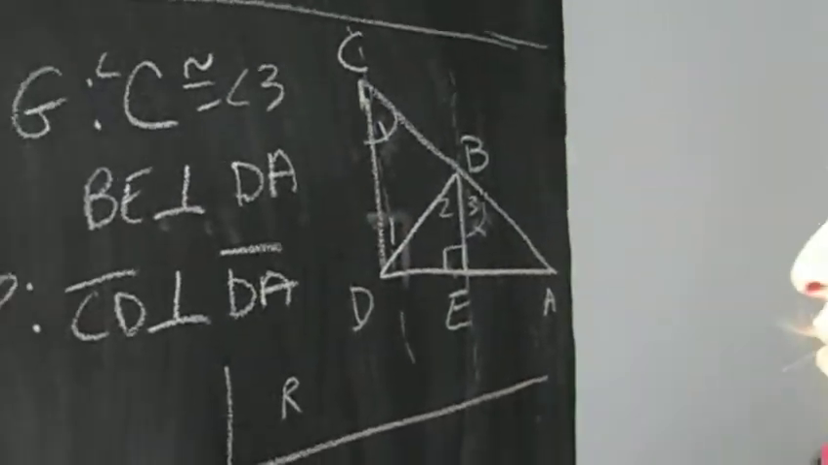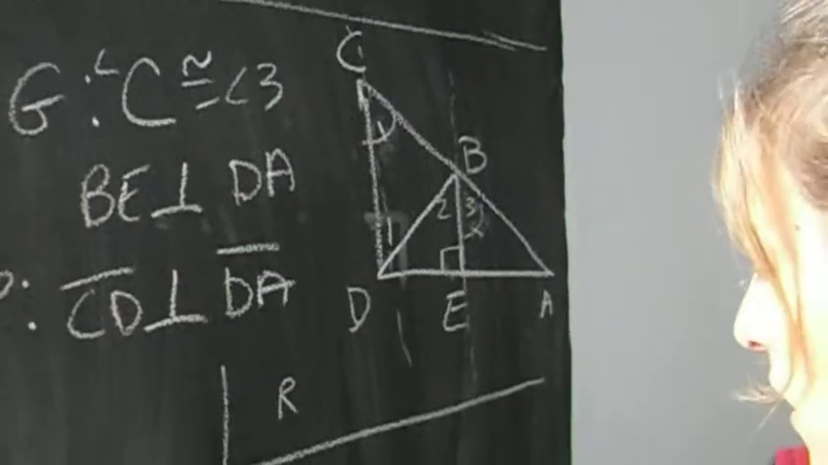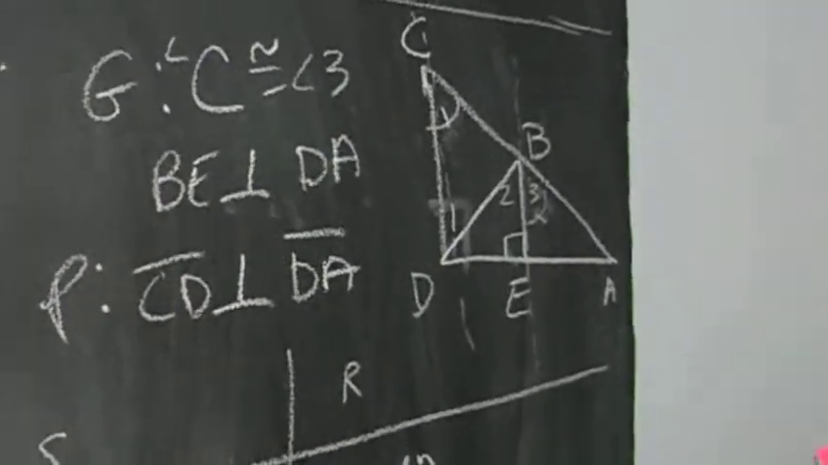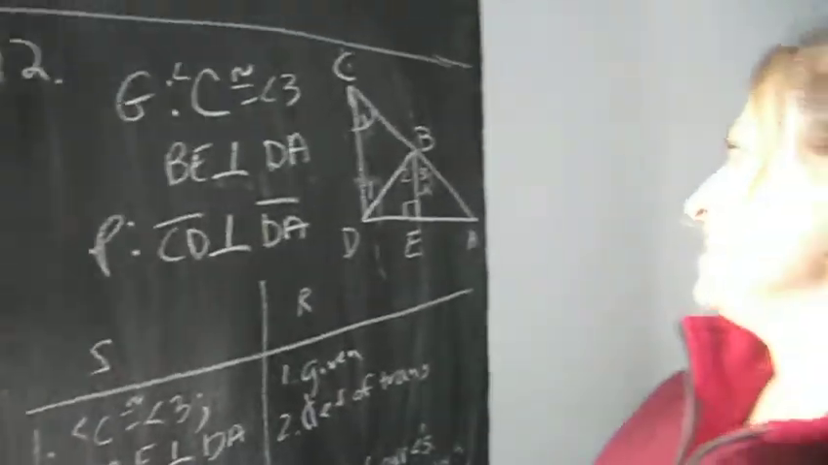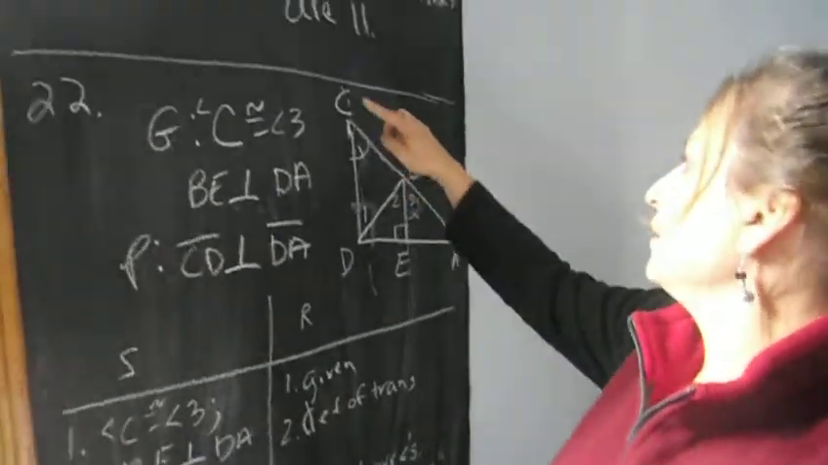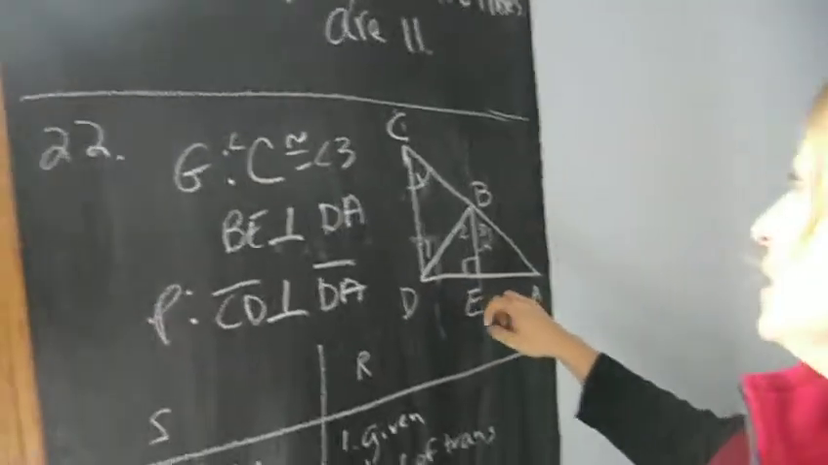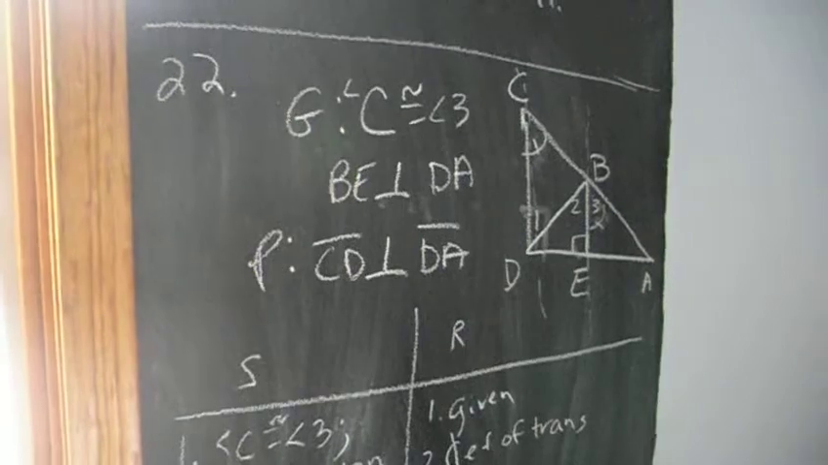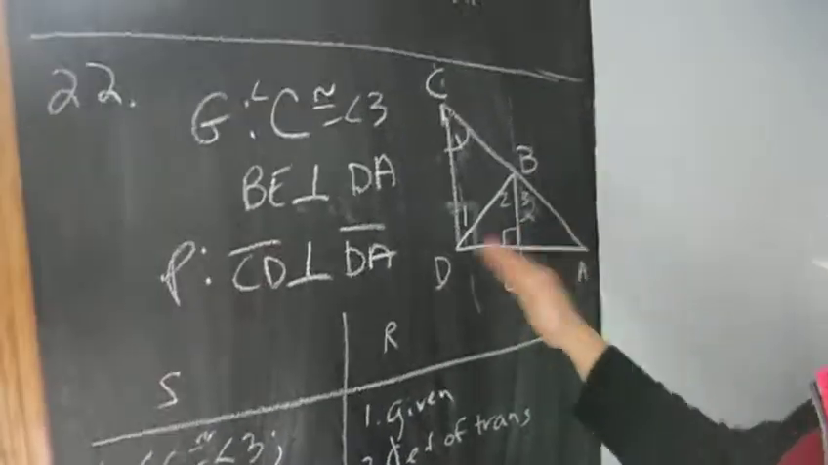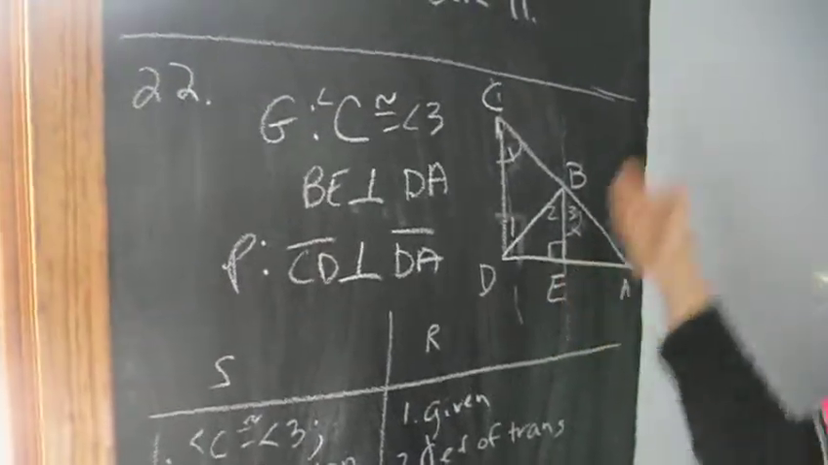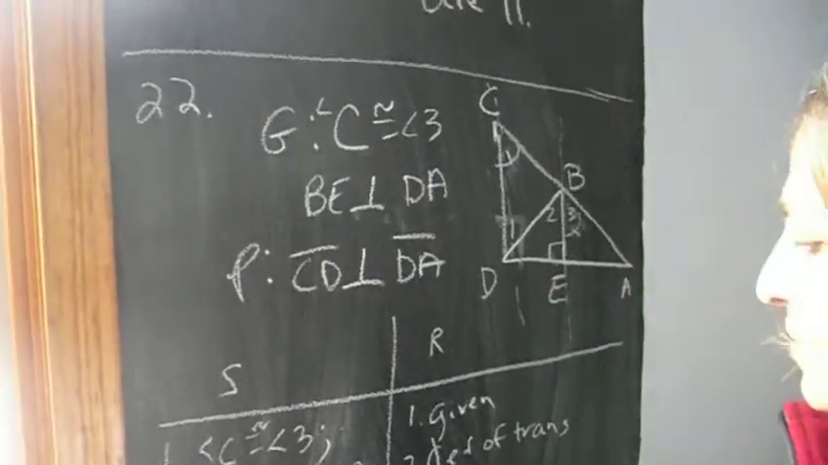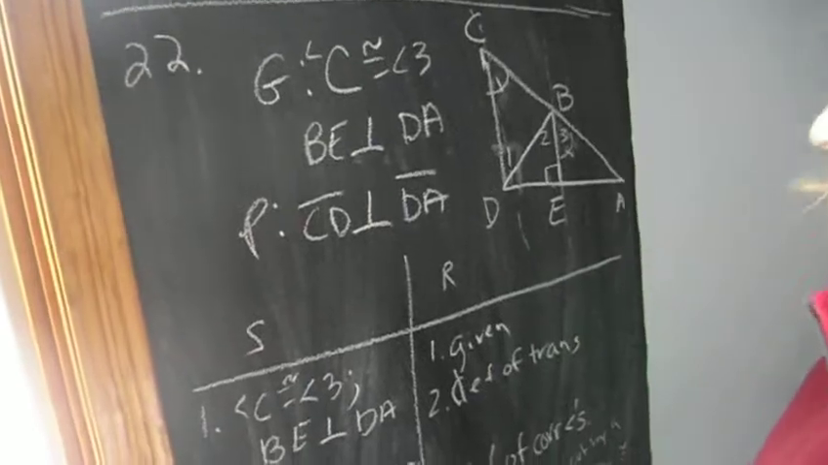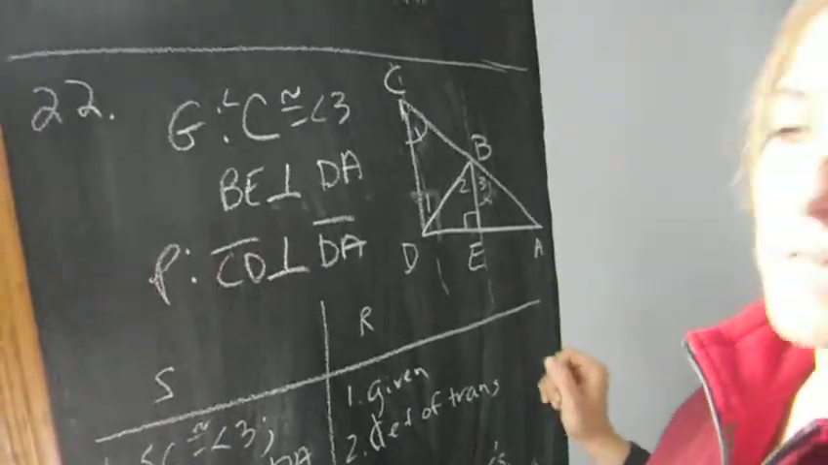I probably could have thrown in an extra step in here. And I'll be honest, the reason why I didn't is because I kind of ran out of space. But I probably should have said angle CDE plus angle BED are supplementary because the same side interior angles of parallel lines are supplementary. I would accept this. Like I said, I just ran out of space.